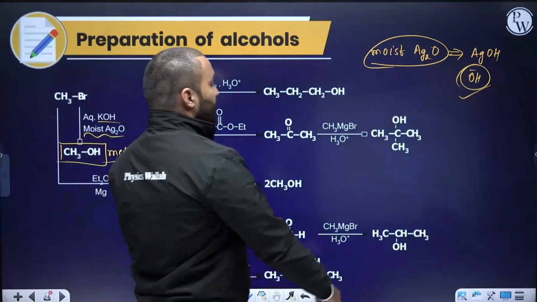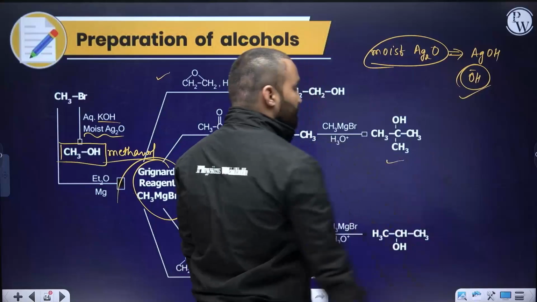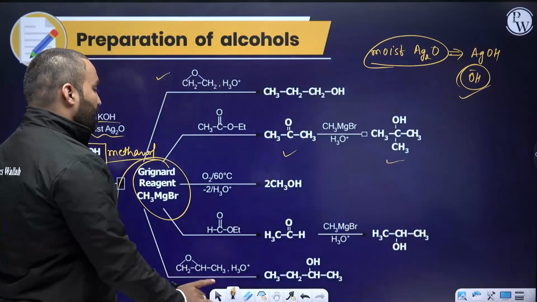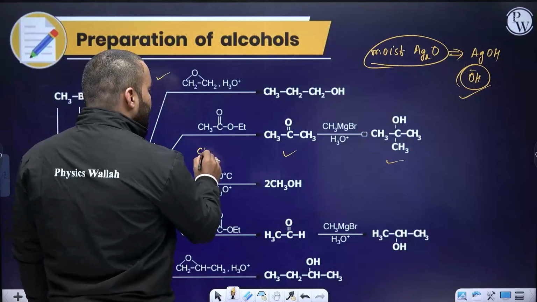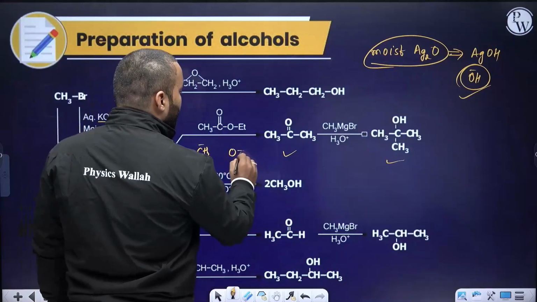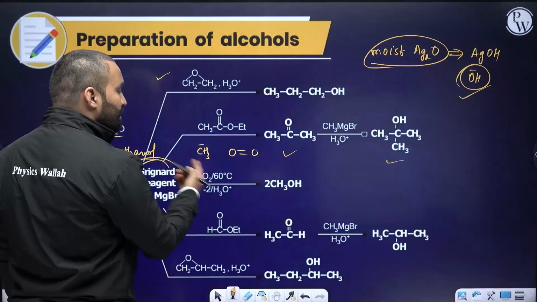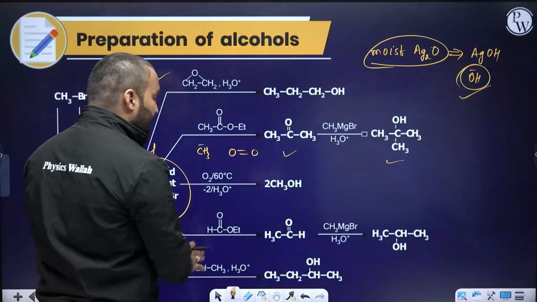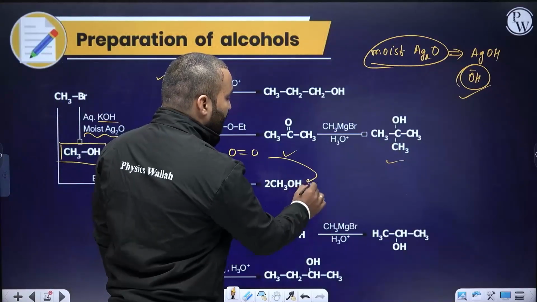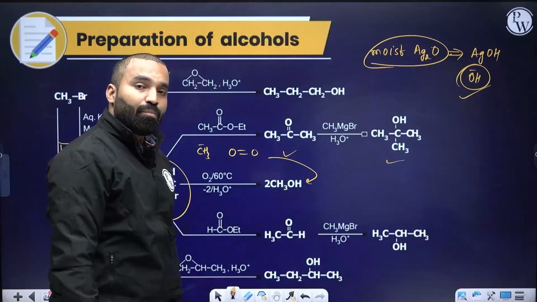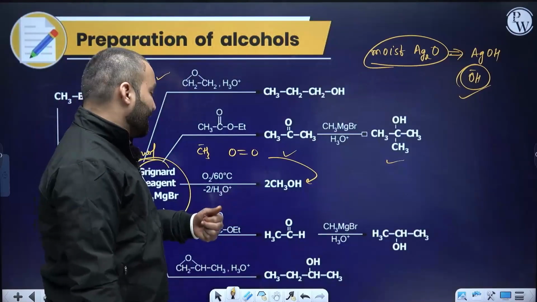See, I have made ketone and then finally tertiary alcohols. It should be clear, guys. Now you can use Grignard reagent, which is CH3 minus, can attack on oxygen also. Once it attacks on oxygen at 60 degrees, and when you do it in a protic medium, the compound obtained is always methanol. Very powerful method of preparing methanol industrially.